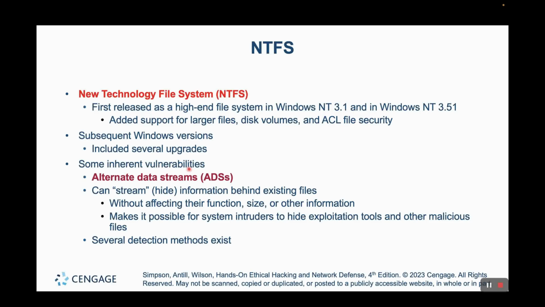Now, there are some vulnerabilities, like for example the alternate data streams, ADS, which basically lets you hide information within files without impacting the function, the size, or any other information, which makes it possible for a system intruder to hide exploitation tools and other malicious files. Now, ADS basically provides an ideal mechanism for attackers to hide malicious files, tools, or even data behind legitimate files.